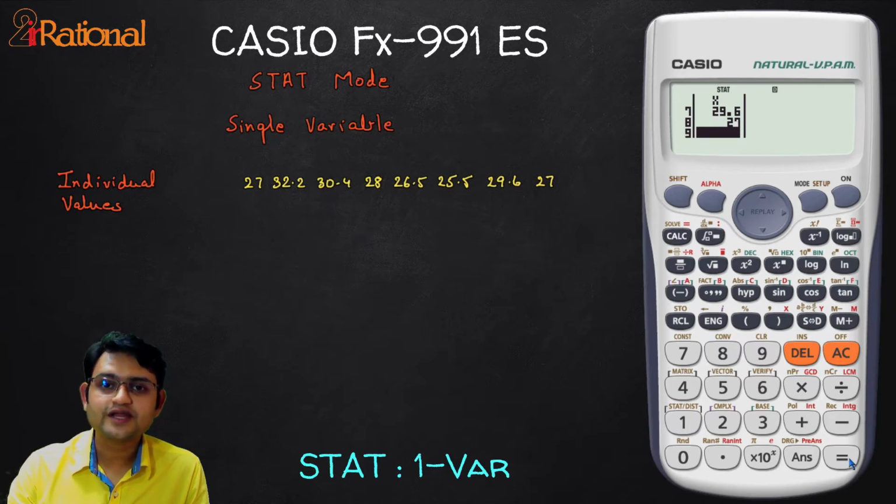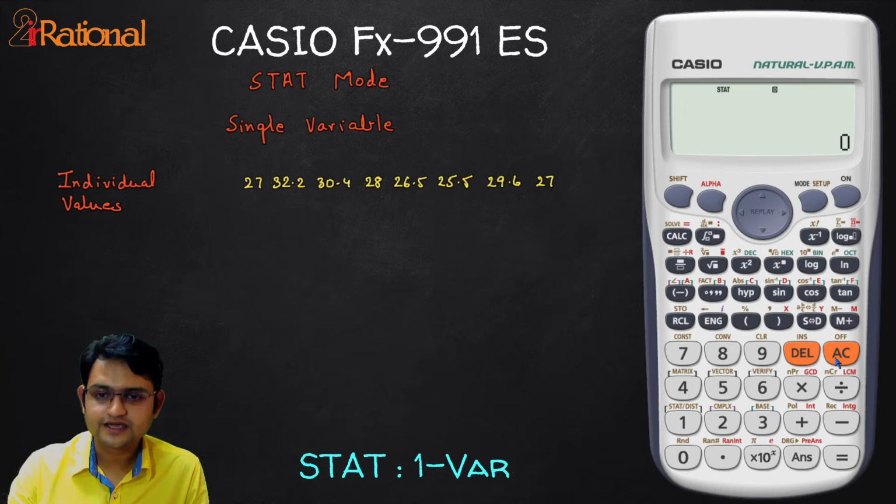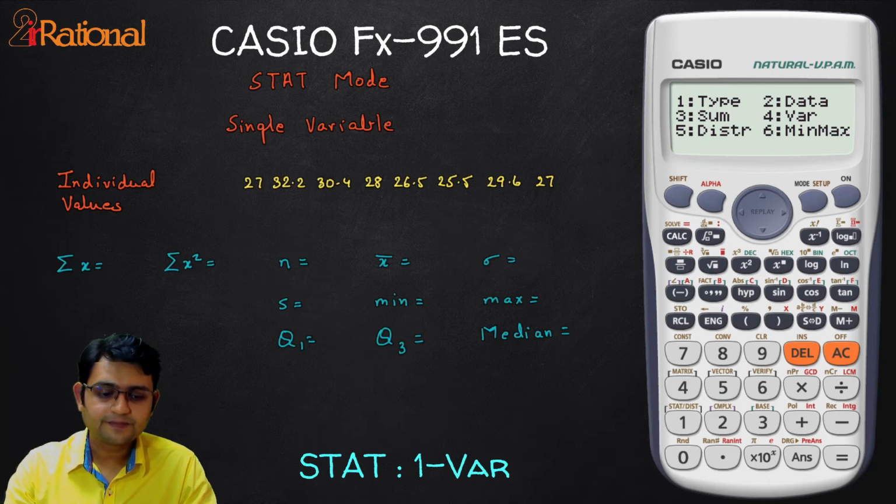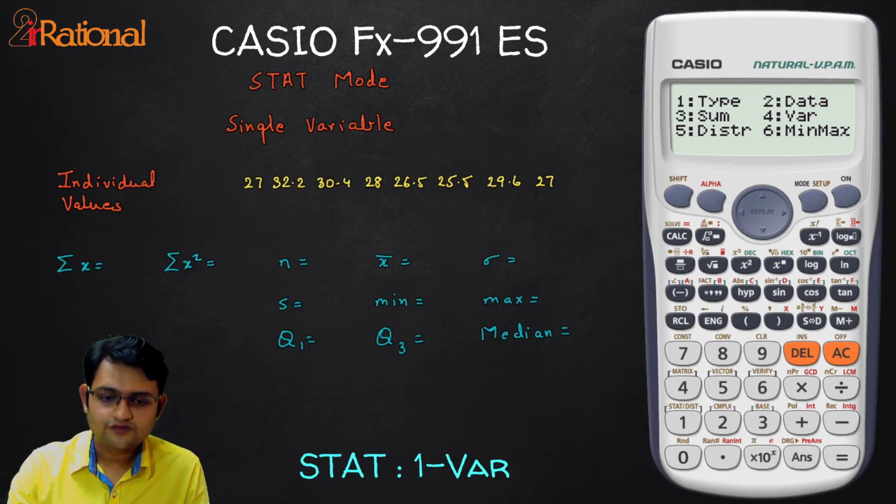After we have completed inputting all our data, all we have to do is press AC and we go back to our stat mode. I'll press shift and 1. Here we have a lot of options. Now in this, what all we can find is all of these kinds of values. We have summations, we have n, x bar, sigma, s, minimum, maximum, q1, q3, median. So for that we have different types of menus here.